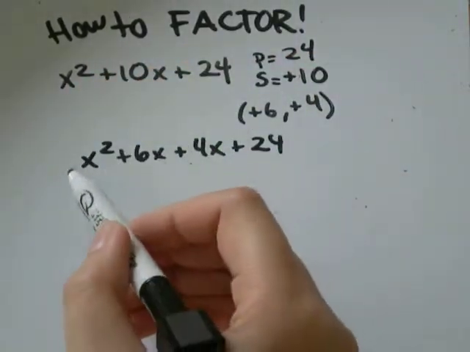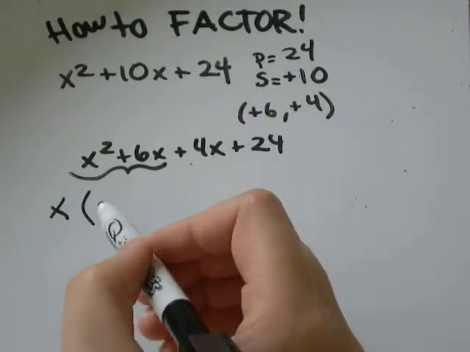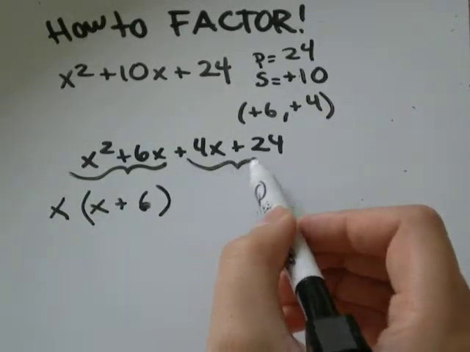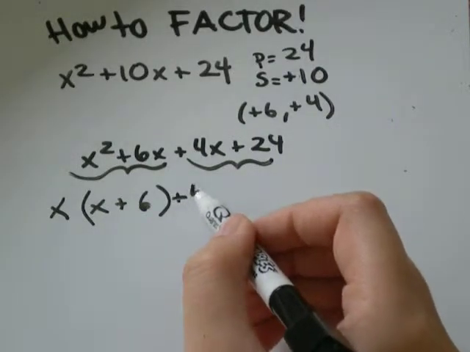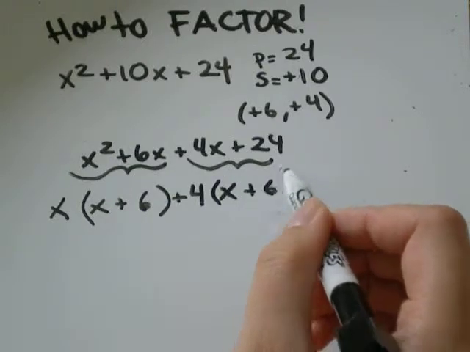Okay. So now we look at the first two terms. What do they have in common? X. And what's left over? X plus 6. What do these two terms have in common? Well, they're divisible by 4. Divisible by positive 4. When you divide by positive 4, you should get x plus 6.